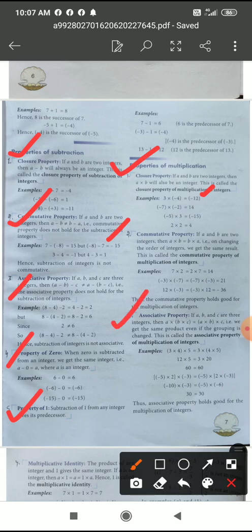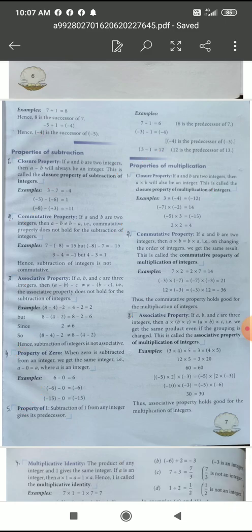Then associative property. If a, b and c are three integers, then a multiply (b multiply c) equal to (a multiply b) multiply c. That is, we get the same product. So here associative property also holds good for the multiplication of integers.